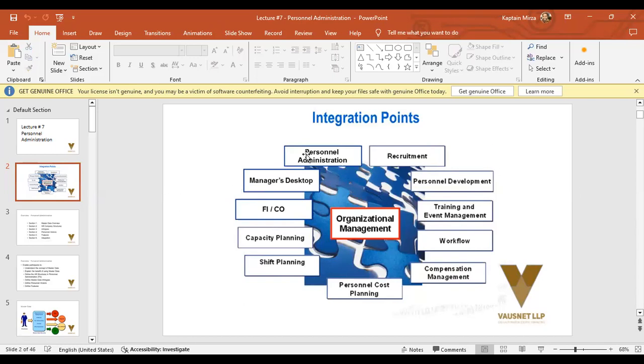Integration points: personal administration, recruitment, personal development, training and event management, workflow, compensation management, personal cost planning, shift planning, capacity planning, FICO, managed desktop. What does this all mean? It actually means that these are the areas that will be covered in HCM, and that will include operational, technical, and configuration side of all of these areas.